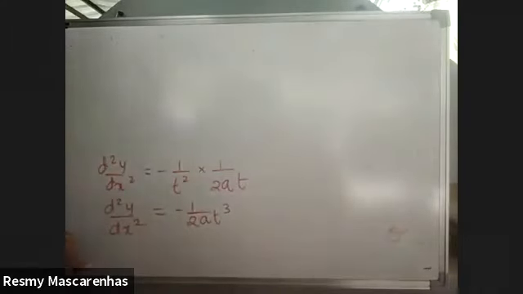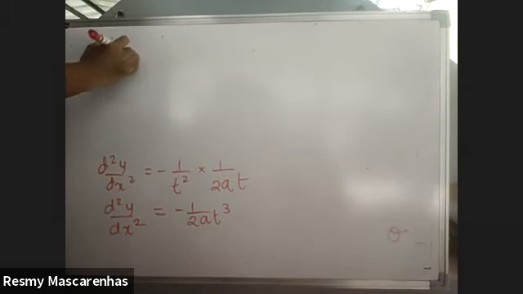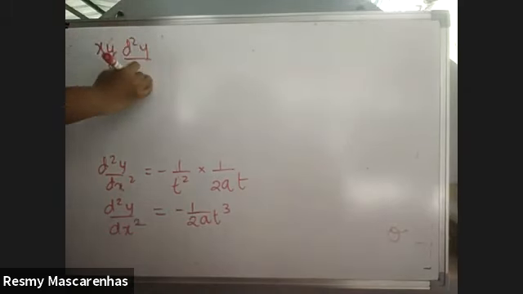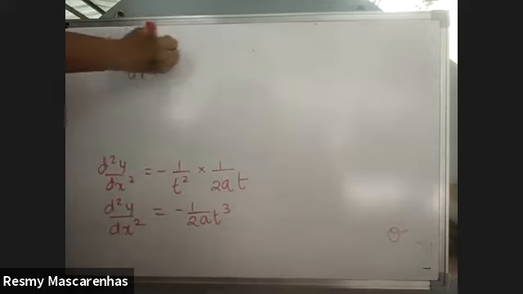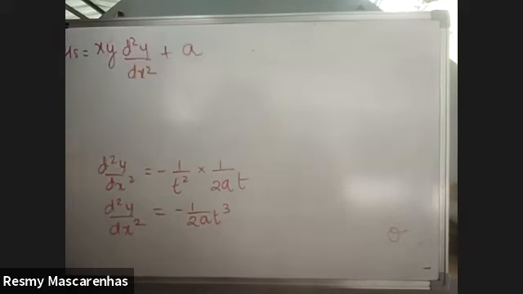Now this is okay, no? Now I have to prove something. So that will be what has been asked: x, y, d square y upon dx square plus a. I'm directly taking the left hand side. So you have to substitute the values and show that the answer is turning out to be 0.